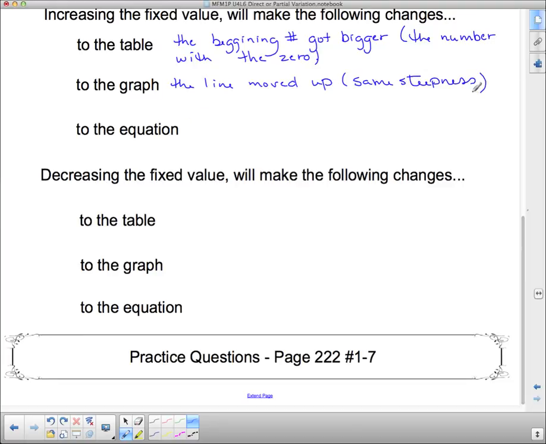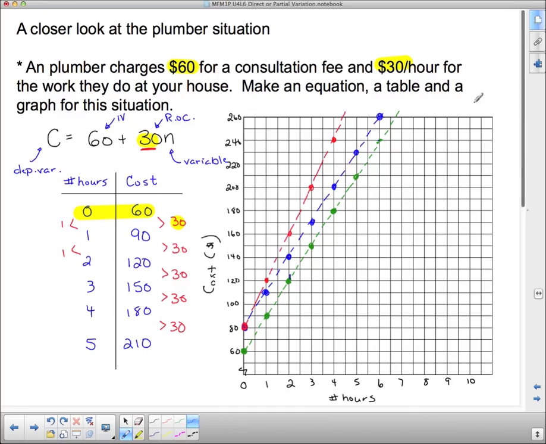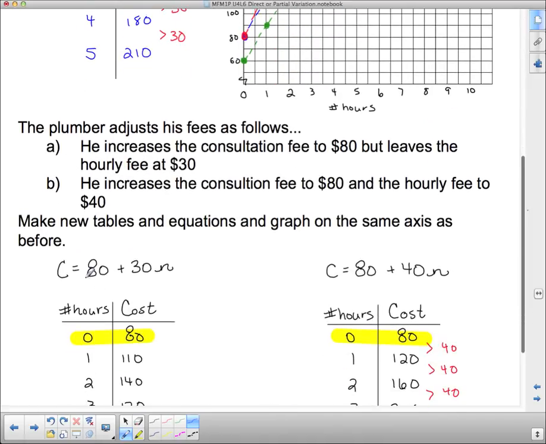And to the equation, the number by itself got bigger. And by number by itself, let's go over here. The number that was by itself used to be 60. So right here, this was 60 there. And now down in this equation, it's 80. So it's the number that doesn't have the variable with it got bigger.